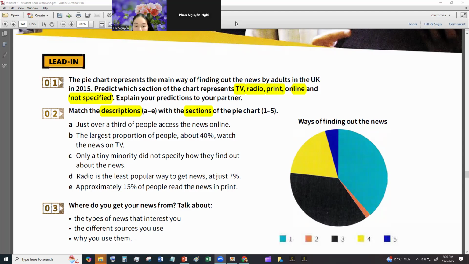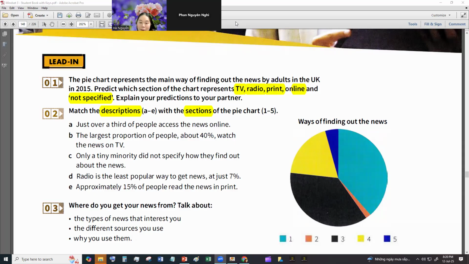All right. So what do you think of the pie chart? What are the sections? I think number 1 is 3. A is number 3. Just over a third of people access news online. Well done. So online, like you guessed, right? Okay, and B? B is 1. The largest proportion of people, about 40%, watch the news on TV. So B is 1, A is 3. They are the light blue and the black sections.